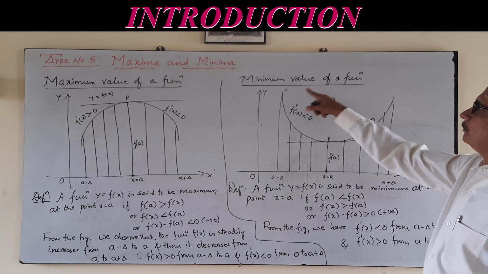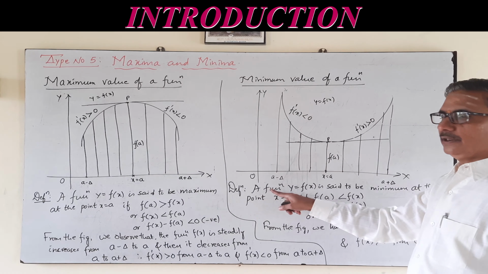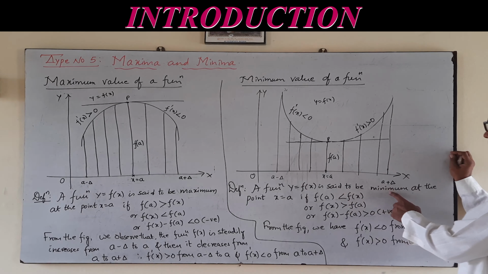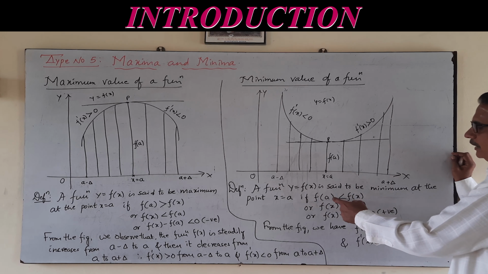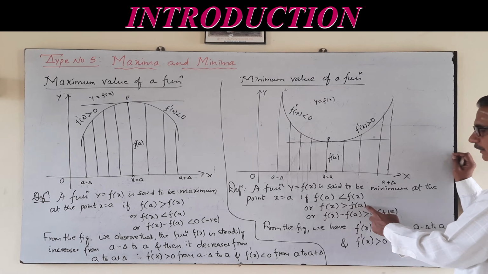Whereas the second one is the minimum value of a function. Draw the diagram and note the definition. A function y is equal to f of x is said to be minimum at the point x equal to a if f of a is less than f of x, or f of x is more than f of a. Interchange, f of x is more than f of a; remove the inequality sign, f of x minus f of a is more than 0. More than 0 means a positive value.